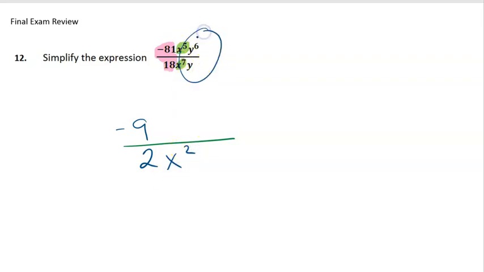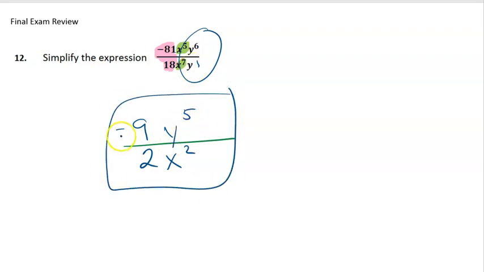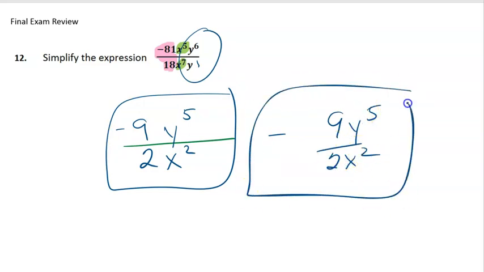Look at my y values right here. Y to the 6 is bigger than y to the first. That's a first right there, or a 1. So I do top minus bottom. 6 minus 1 is 5, and that y to the 5th goes in the numerator. Now this negative right here, it can either go out front or it can stay in the numerator with the x squared. Both of these answers are correct.